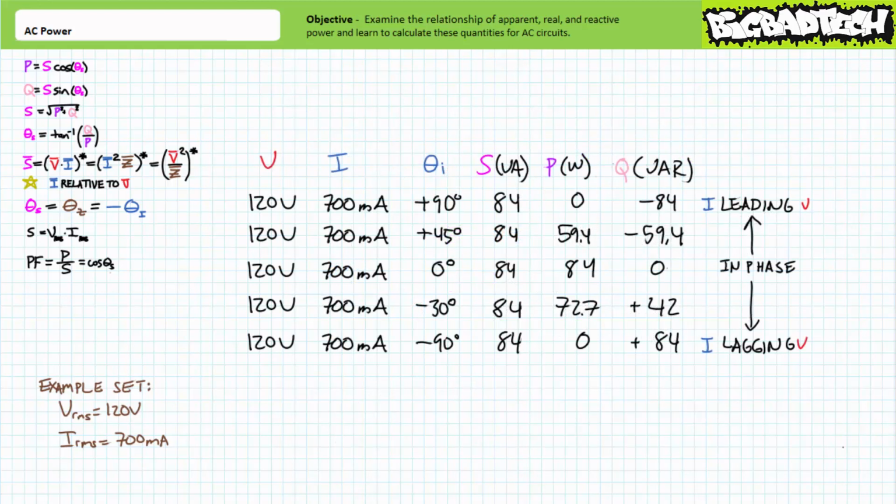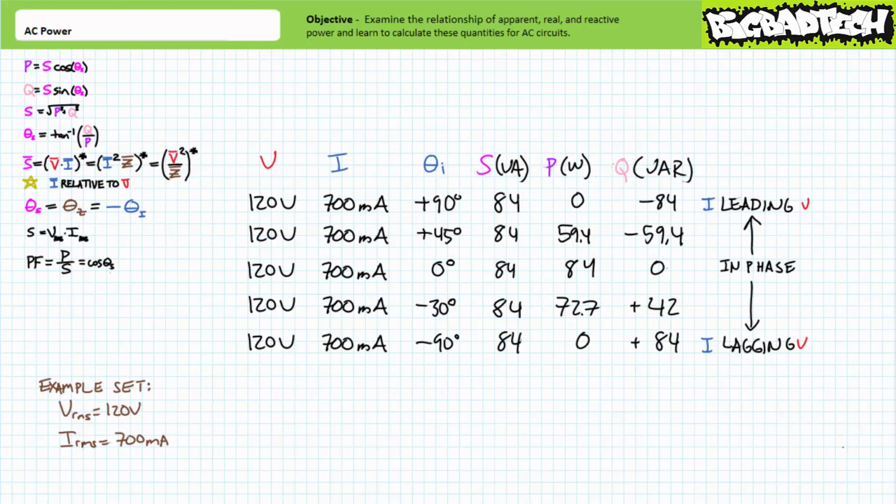Let's summarize some of the observations about this series of illustrated example problems we just performed. Given voltage and current for every occasion was assumed to have the same effective magnitude and only differed by the degree of phase shift, note the apparent power magnitude, regardless of the degree of phase shift, remained the same at 84 volt amperes. That's largely the point of the old school methods.